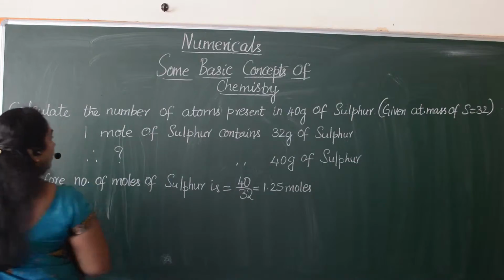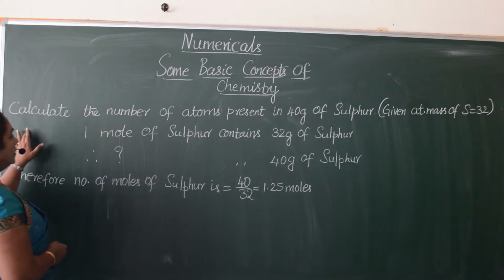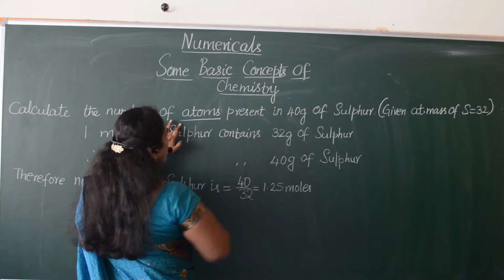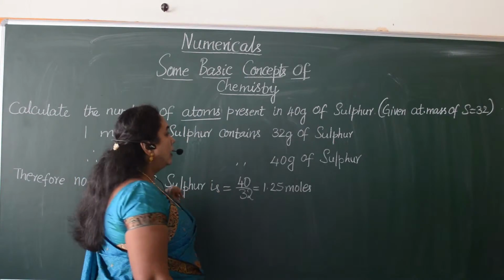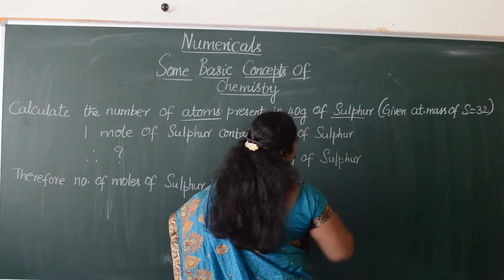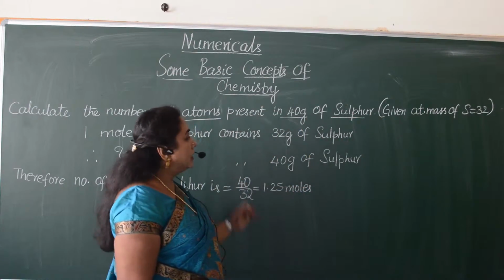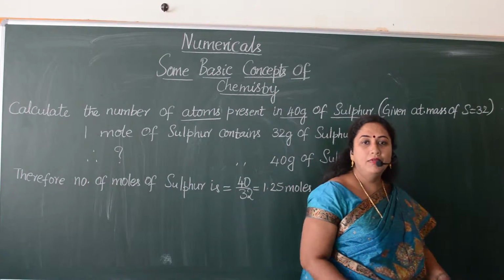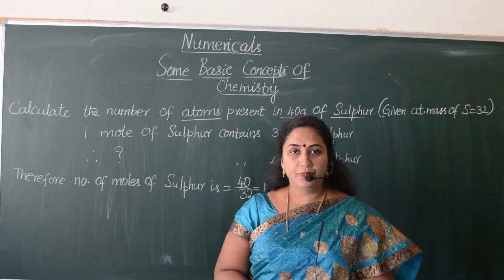Now let us look into the problem. Calculate the number of atoms. So what is it that we are supposed to find out? The number of atoms in 40 grams of sulfur. And what else is given to us? The atomic mass of sulfur is given to us as 32.